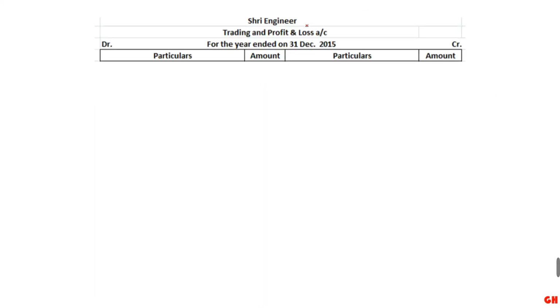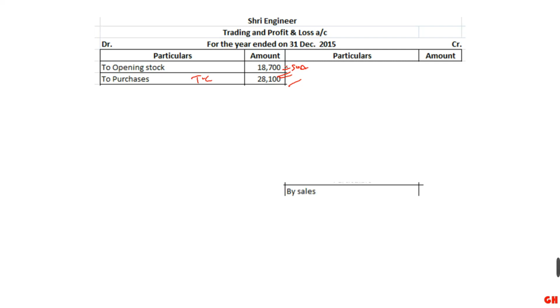You have to write Shree Engineering's trading and profit and loss account for the year ended 31st December 2015. To opening stock, last year's closing stock, 18,700. This has also been shown in the statement of affairs, and will be shown as opening stock. Then purchases: we got this from total creditors. Since there are no cash purchases, we assume this 28,100 from total creditors is total purchases.